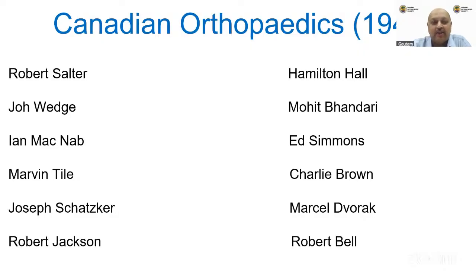Robert Salter of the Salter Osteotomy, John Wedge, Ian McNabb, who has written the book Backache, Marvin Tile, who gave us the classification for pelvic fractures, Professor Joseph Schatzker, whose work on the tibial condyle fractures and on various techniques of fracture fixation and AO principles is well known, Professor Robert Jackson, my own mentor in Canada, Dr. Hamilton Hall, Mohit Bhandari, Ed Simmons, Charlie Brown, Marcel Dorak, Robert Bell, and this list goes on and on. These are unbelievable figures. Their contribution to orthopedics is immense.